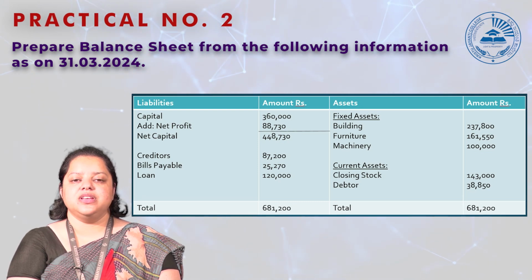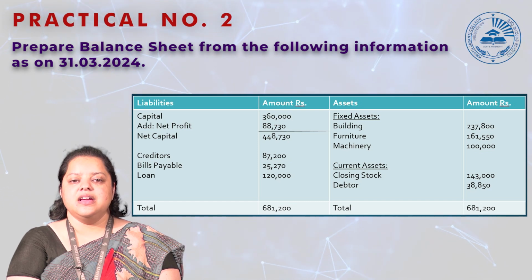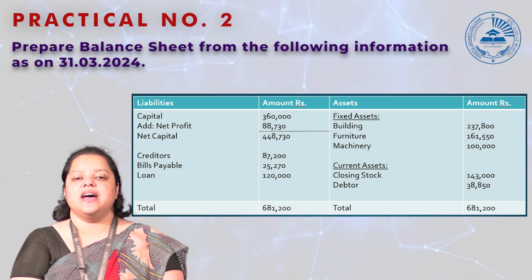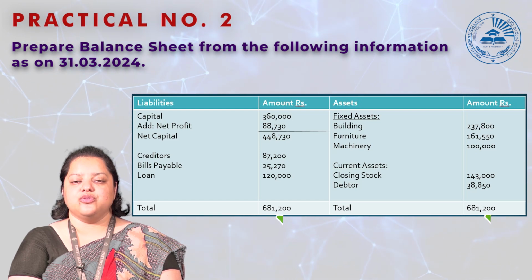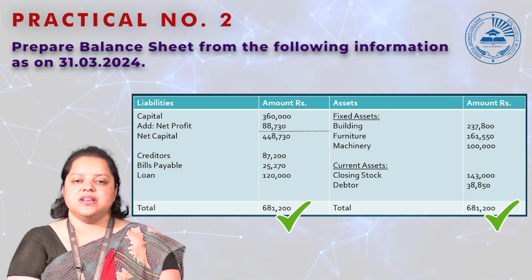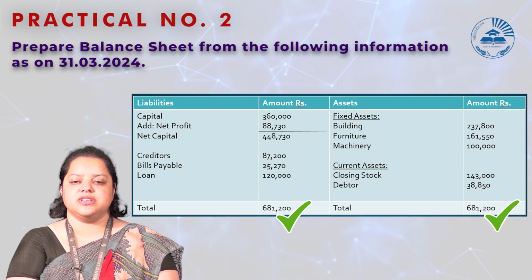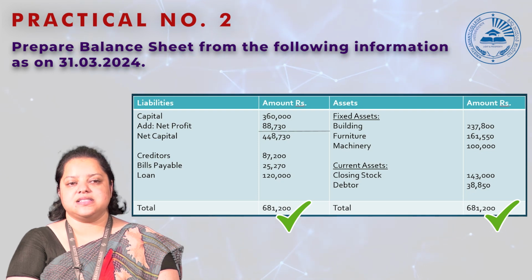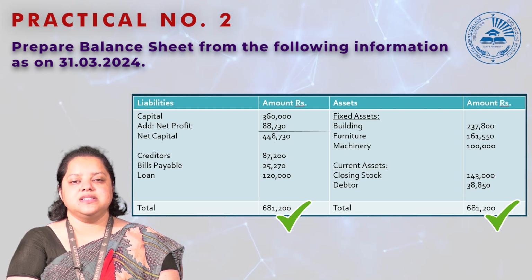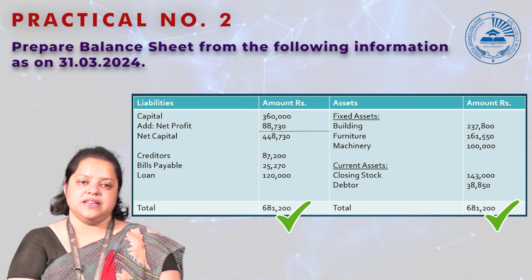The same we need to follow for the asset side. On the asset side, I have added the building, furniture and machinery. Along with that we have added the current assets, closing stock and debtors. On the asset side also, the total asset we got is 6,81,200. So in this case also you can easily understand that the liabilities will always be equal to the assets in a balance sheet. So these are the basic problems of balance sheet.